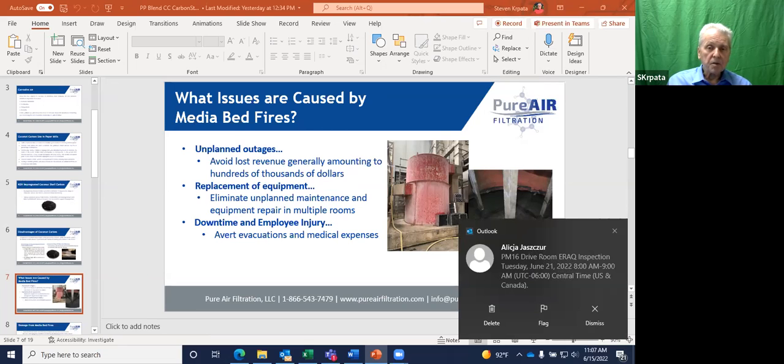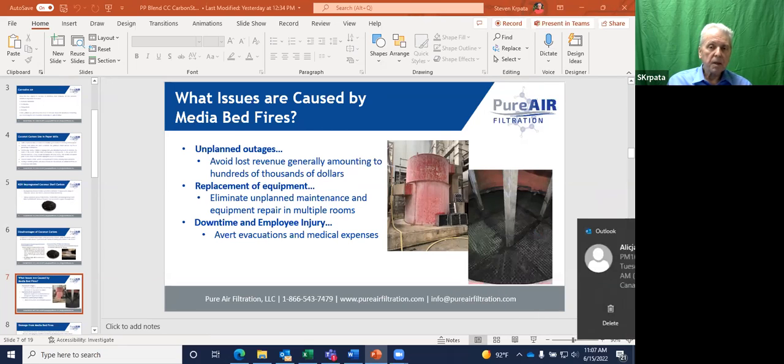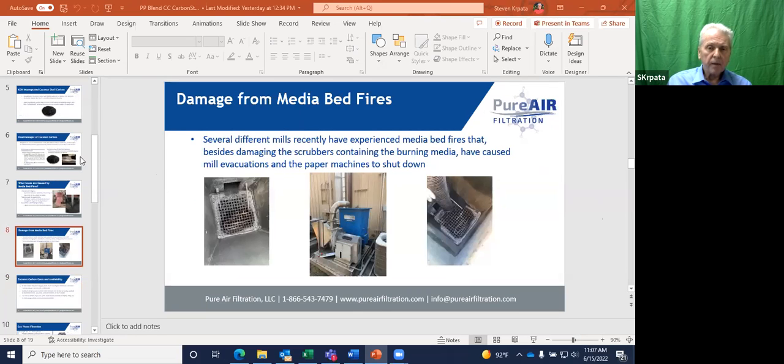As it is, recently there have been several mills that have had their scrubbers catch fire, and they have had to evacuate the mills and shut down the paper machines, which would cost millions of dollars in lost profits from foregone production.